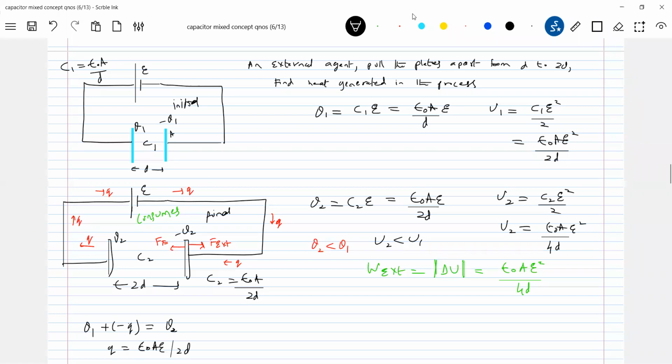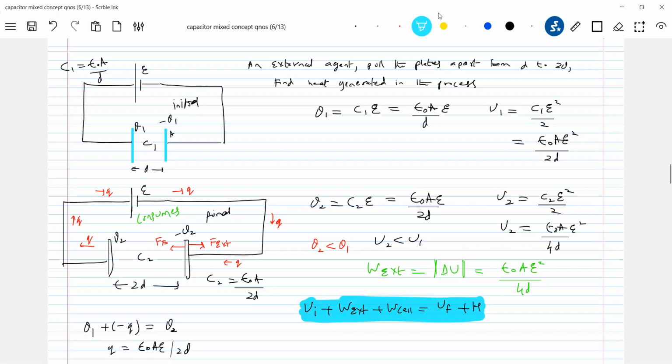Okay, let's write the equation. Initial energy, plus work done by the external agent, plus work done by the cell, should be equal to UF plus heat. I'm bringing both here. We earlier had them individually, but I'm just bringing both, because even the external agent and even the cell does work. Again, this is a generalized form of the equation. Now we'll write all the steps one by one.